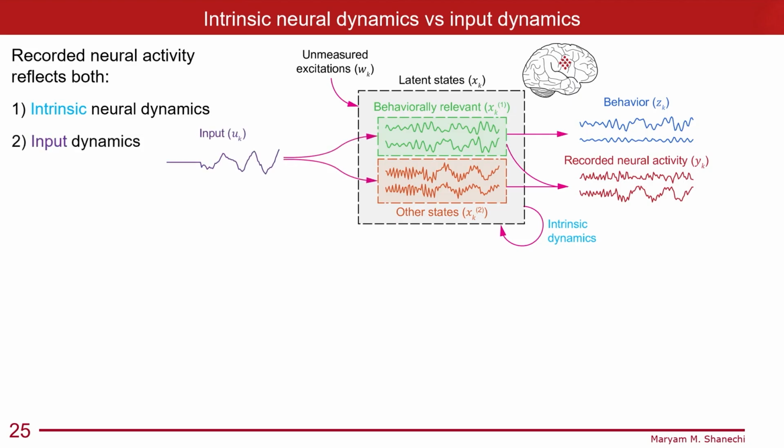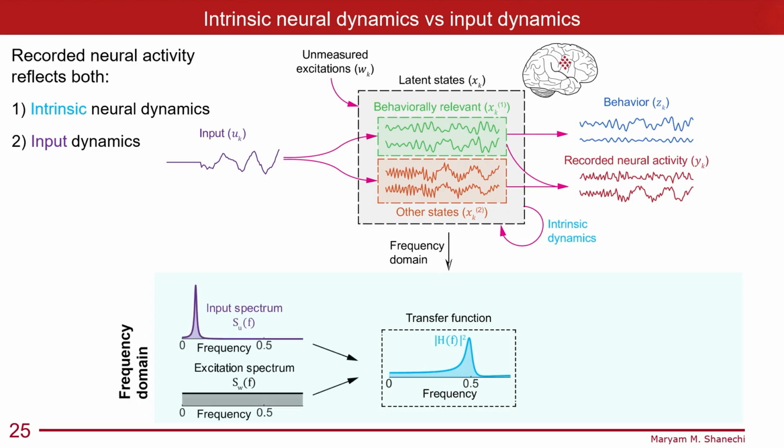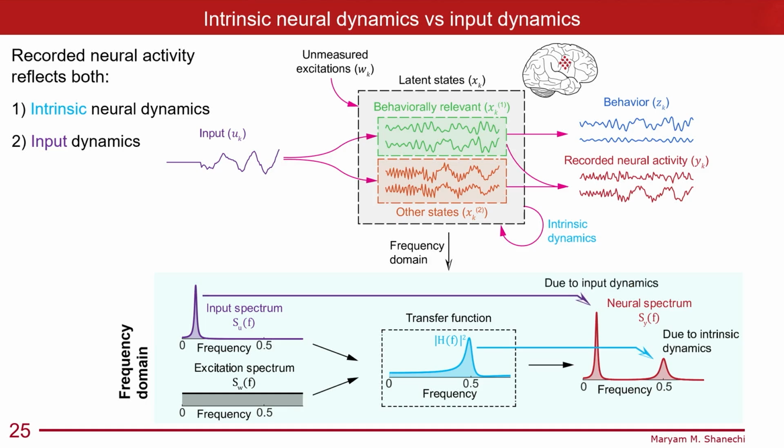So if you look at this in the frequency domain, you have the intrinsic dynamics corresponding to the transfer function of this input-output box. You have inputs coming in with some spectrum. They get convolved, and you get the neural spectrum. So in the neural spectrum, you have a peak corresponding to intrinsics. You have a peak corresponding to inputs. The question is, can we tease these apart to better interpret neural computations?